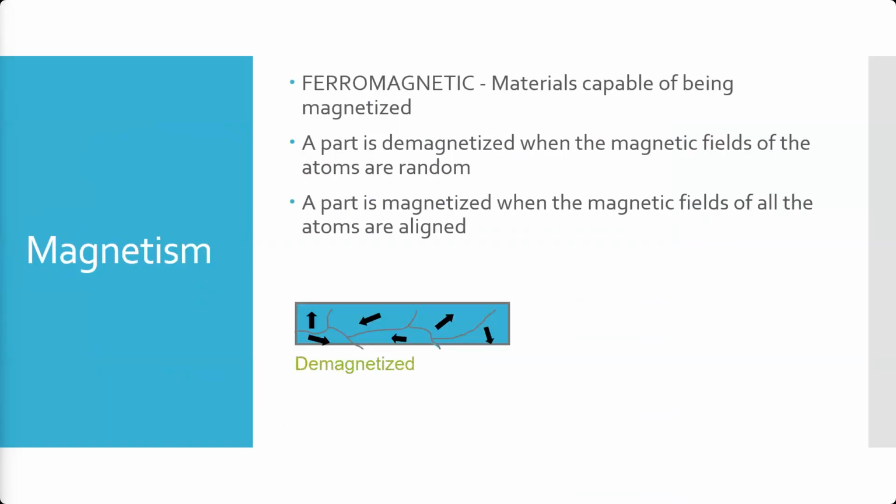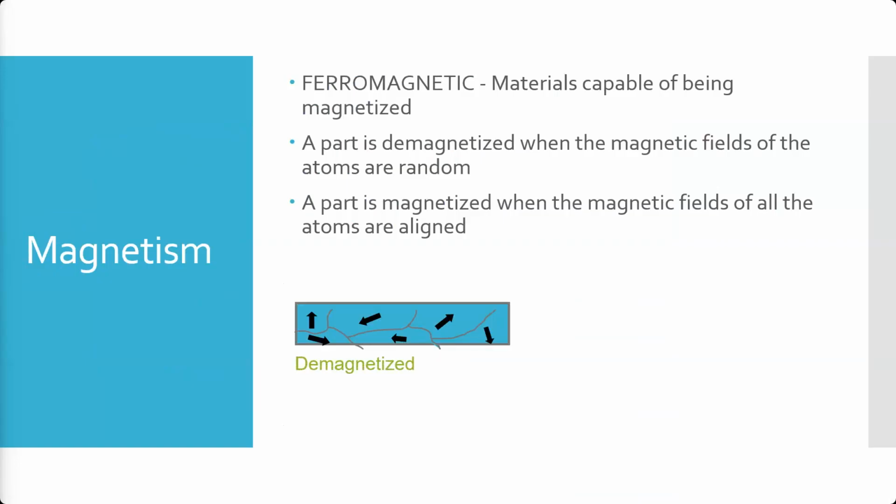So just a quick review, ferromagnetism. When we're talking about magnetic parts, these are the materials that can be magnetized. And so this part right here is currently demagnetized. What we're looking at is when you have magnetic fields of the various atoms and the various crystalline structure in the part, if the fields are all pointing in different directions, they essentially all cancel each other out, right?